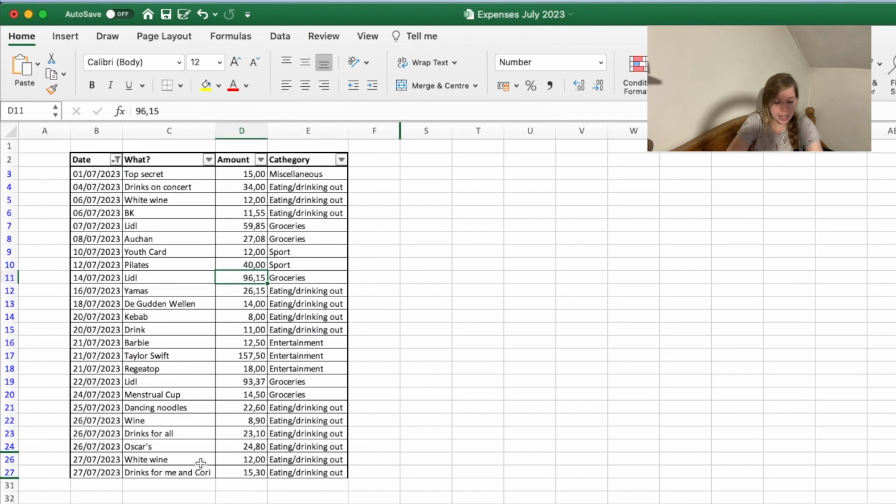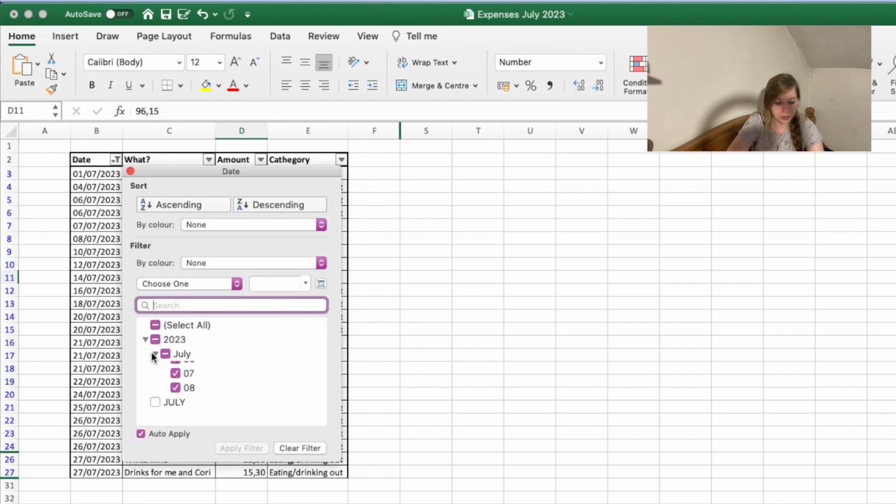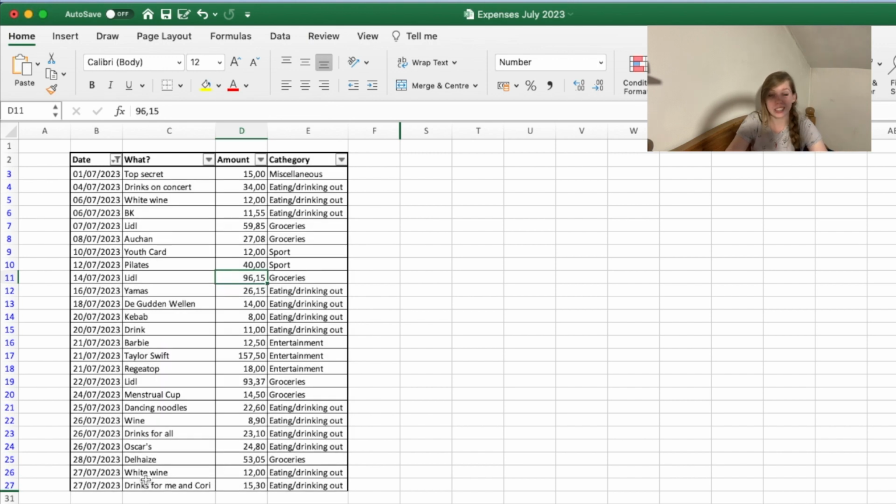27th of July, wine and drinks, 12 and 15.30. As you see, me and Cody. Cody is my friend. So yeah, as I said, that's what we do usually with people who I go out with. And then either she pays back or she pays for me or whatever. Then it's not only one person.